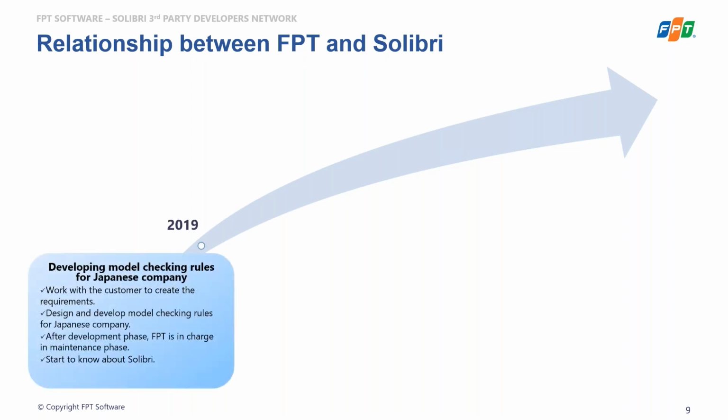It actually started in 2019. We started developing model checking rules for a Japanese company. Of course, one might ask how did we get to Solibri actually? Well, it was the customer that actually asked us, guys, can you help us with this? There's this tool, Solibri. It seemed very promising to us when we saw what it can do.